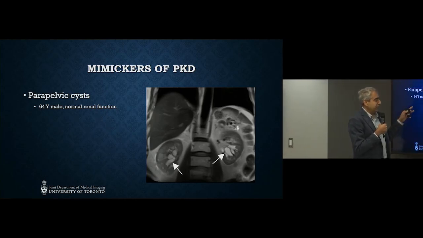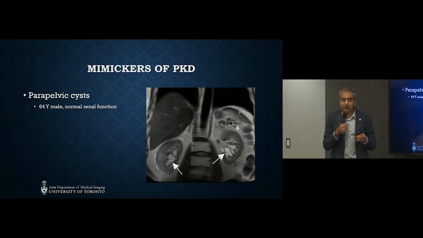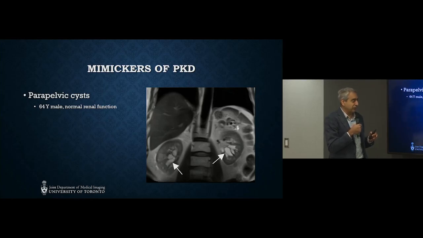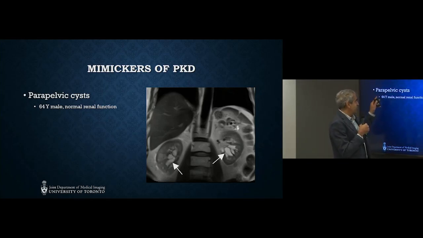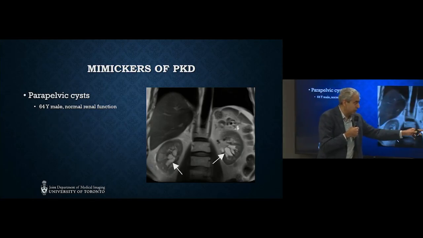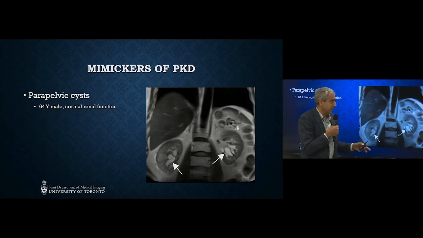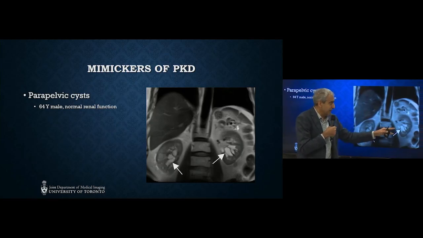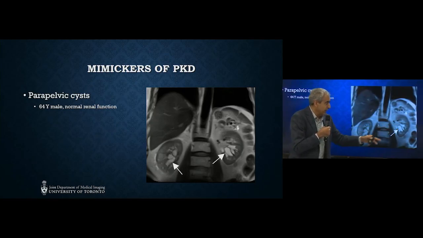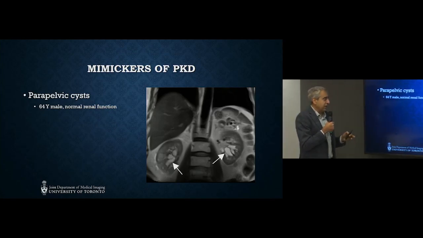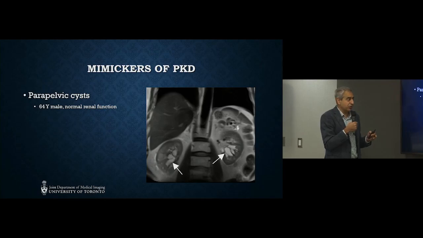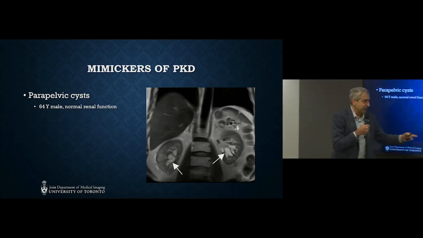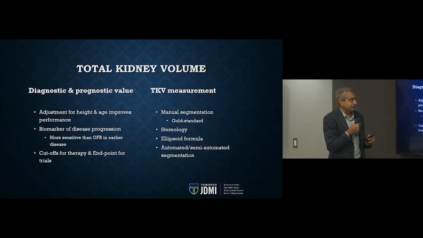Another mimicker that we see also once or twice a year, some patients sent to us with possible PKD, are these very prevalent, commonly seen parapelvic cysts, and these are entirely different origin type cysts than the ones that we see in the renal cortices or elsewhere in the renal parenchyma. And these are very common as well, and they tend not to have any symptoms or cause any obstruction, but they can also mimic polycystic kidney disease.